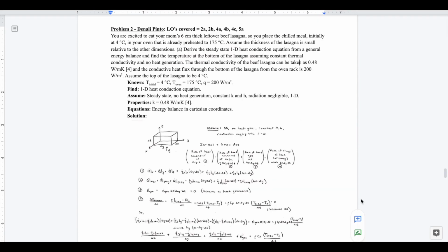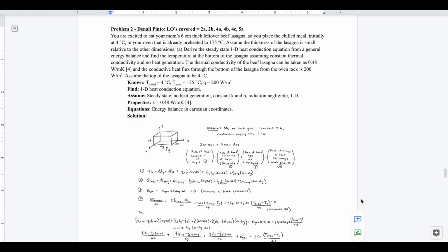This problem will cover learning outcomes 2A, 2B, 4A, 4B, 4C, and 5A. For the first part of problem 2, you are asked to find the steady state 1D heat conduction equation and use it to find the temperature at the bottom of the lasagna.